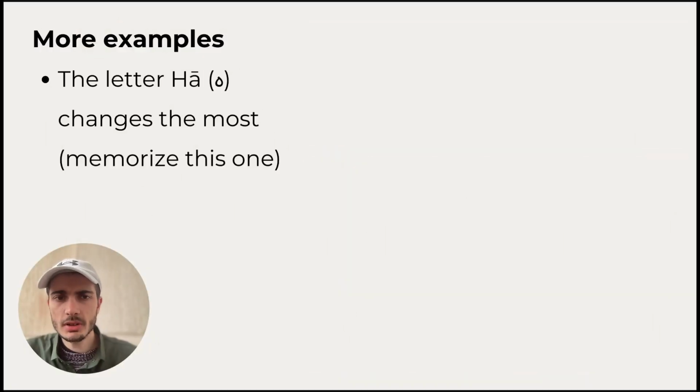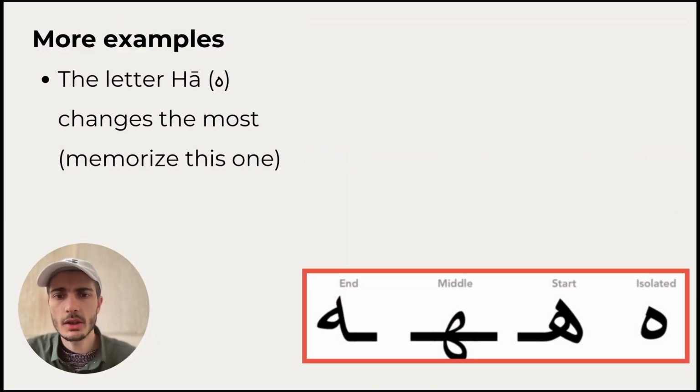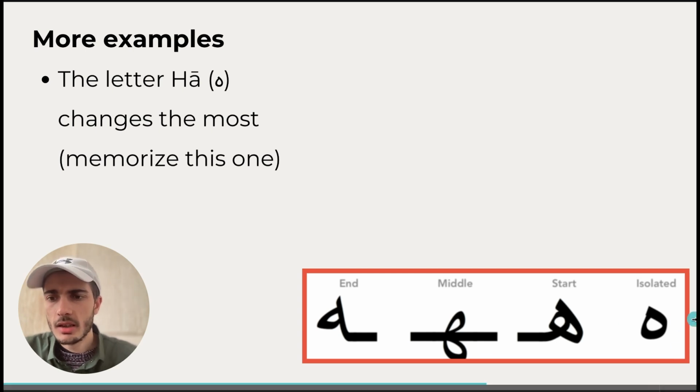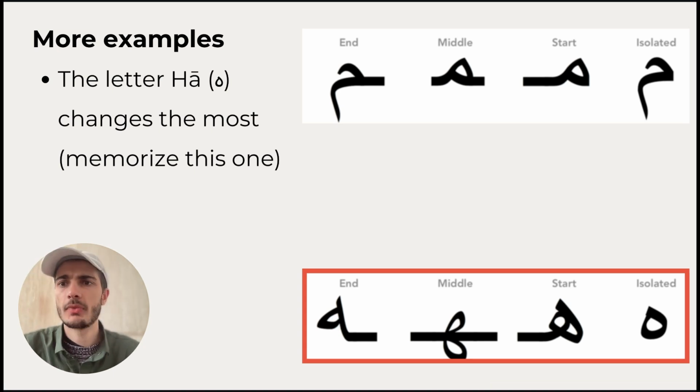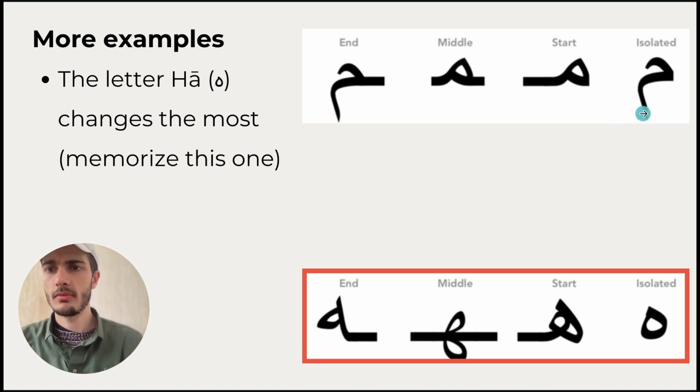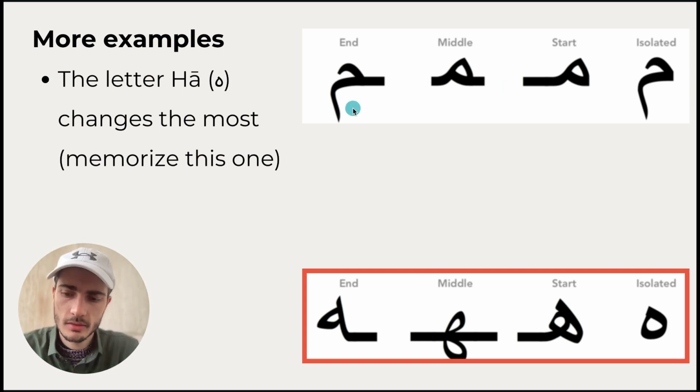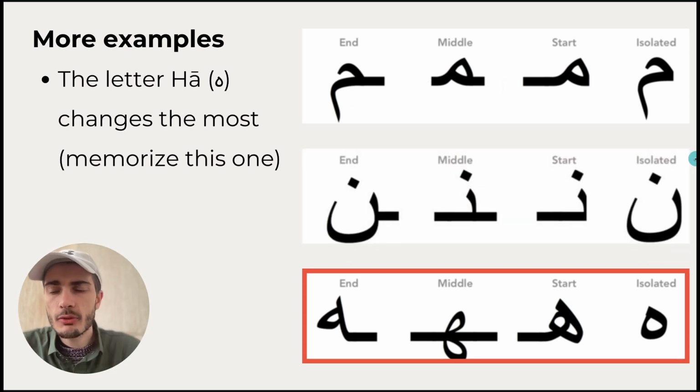A few other examples. And the one that is the most difficult actually is Harful Ha. And here you see Harful Ha. Why it's most difficult? Because it changes all the time. Harful Ha, isolated. The Ha at the beginning, the middle, and at the end. You write it down like this. Another letter, Harful Mim. Mim. Beginning, middle, and the end. And Harful Noon, again, with one dot on the top.